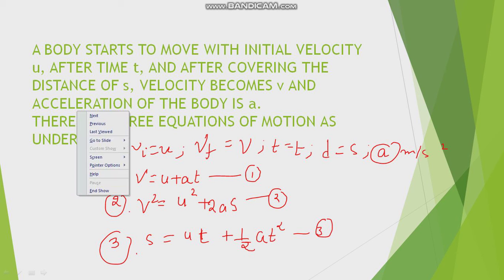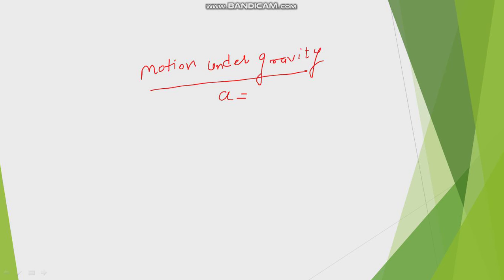Let's move ahead to the equations of motion under gravity. The difference in the equations of motion under gravity is that here acceleration a is taken to be plus g in some cases, and minus g in others.